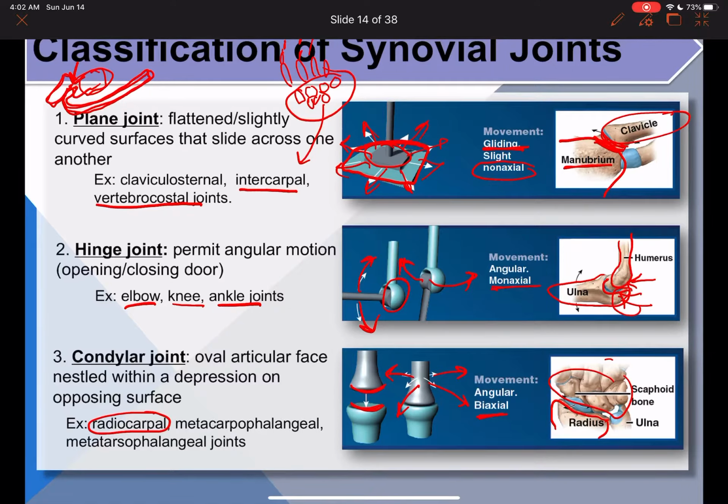It allows for flexion, extension, abduction, adduction of the wrist. The second and third example is similar. They're the metacarpal phalangeal joint, those in your fingers where your knuckles are. So it's what allows you to move your fingers.